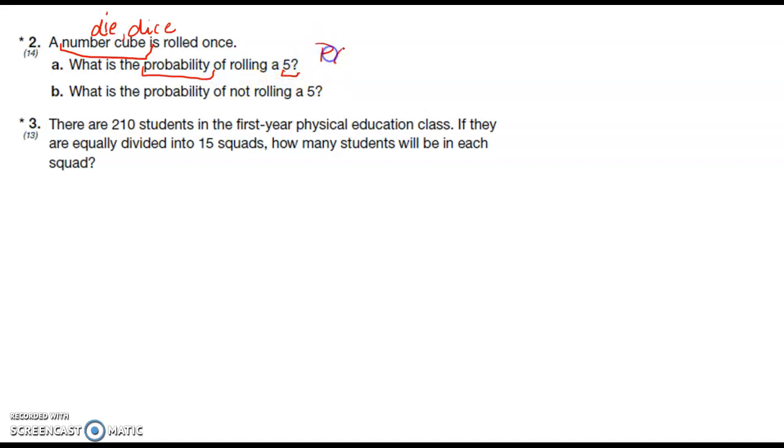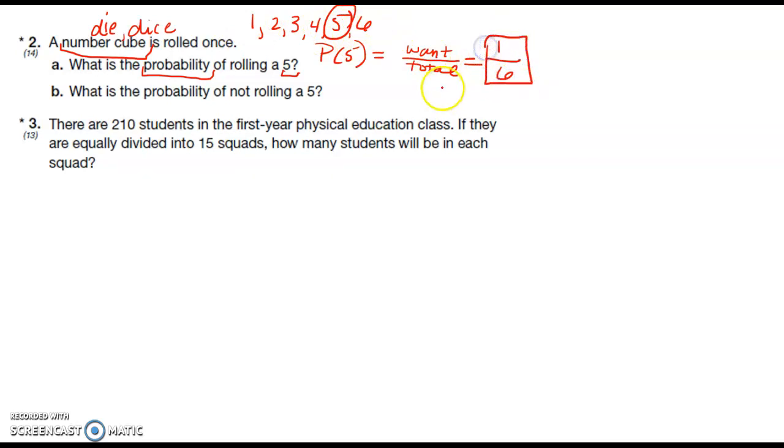So we want the probability of rolling a 5. These are the what we want over total. All of our total options when we roll a number cube are 1, 2, 3, 4, 5, 6. So there's only one time we can get a 5, and the total that we have to choose from is 6. So the probability of rolling a 5 is 1/6. What is the probability of not rolling a 5? Again, what we want is everything but the 5. So 1, 2, 3, 4, 6 over 6.